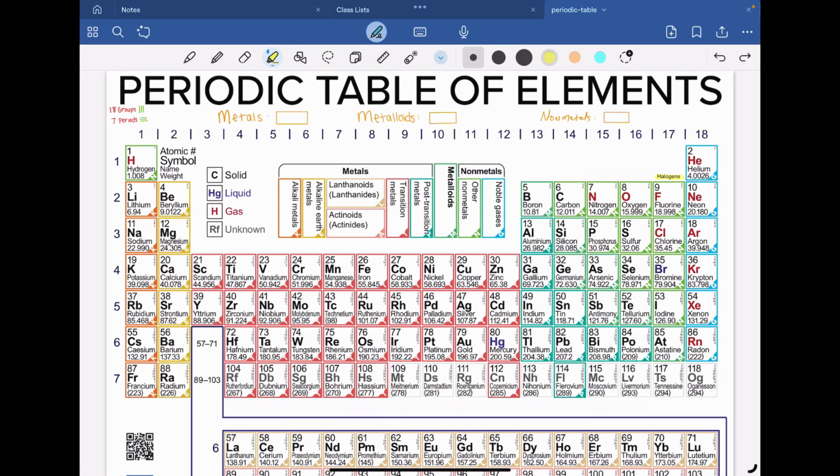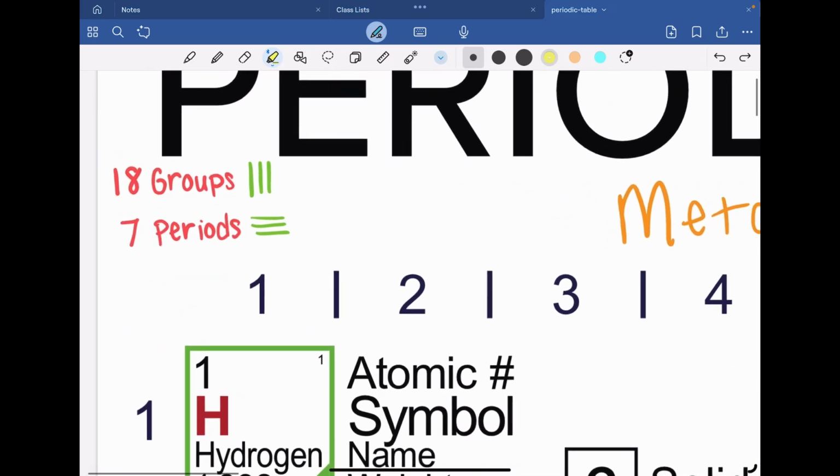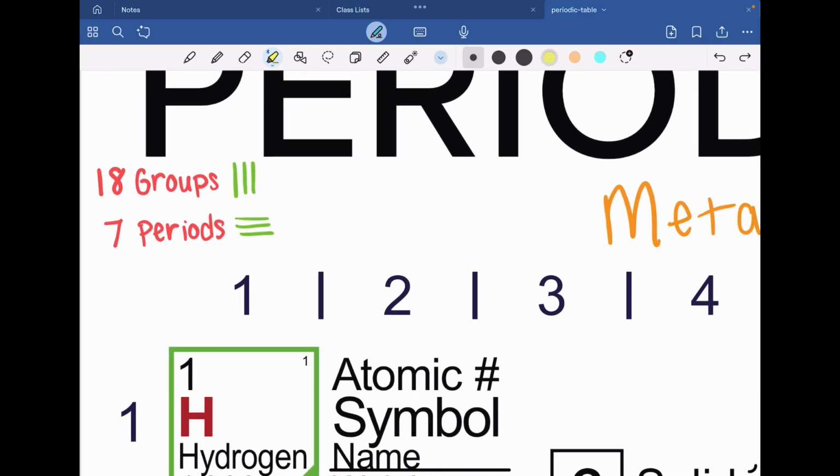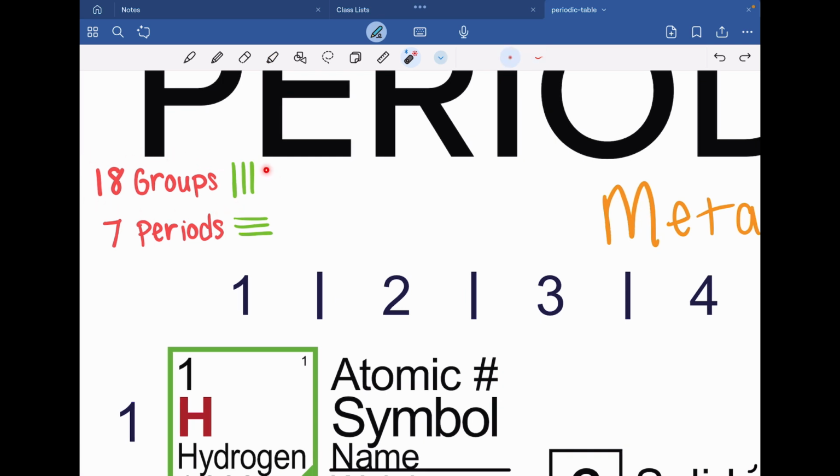Right, here's what I want your periodic table to look like. You guys are going to get a blank black and white one. The first thing I want you to do is add somewhere on your periodic table. I put it in the top left corner, but indicate that there are 18 groups and 7 periods.